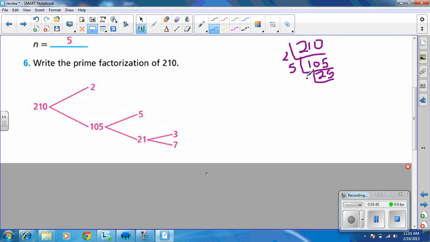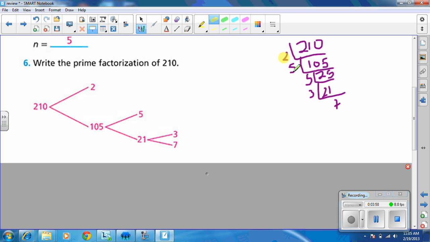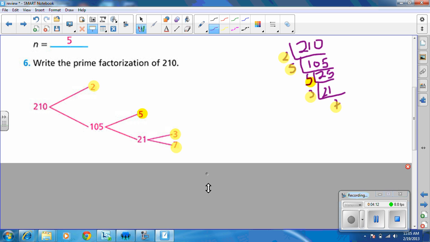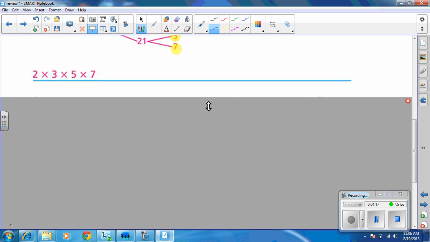Okay, I'm going to go 5 again. Okay, 21. You guys can see how the method works the same either way. Take 3 into it 7 times. And then my prime factors would end up being all of these out here. If I was to actually give the prime factorization, I would write out those numbers with a multiplication sign in between. Looks like that. Okay? All right, moving on.